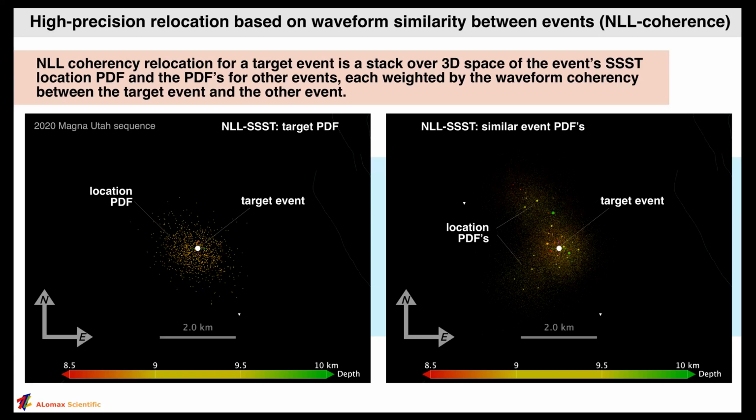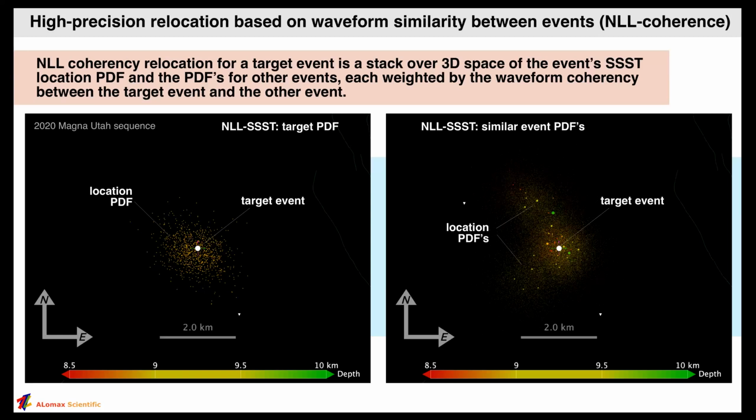So on the left, we see the target event has a probability density function, which shows the uncertainty in the location of the target event. This is the location using NonLinLoc SSST. So it's sort of a typical high quality absolute location. You see the uncertainty is on the order of 1 to 2 kilometers.